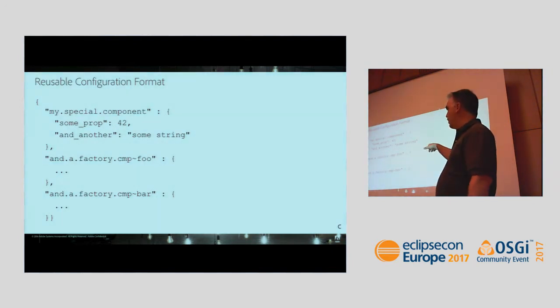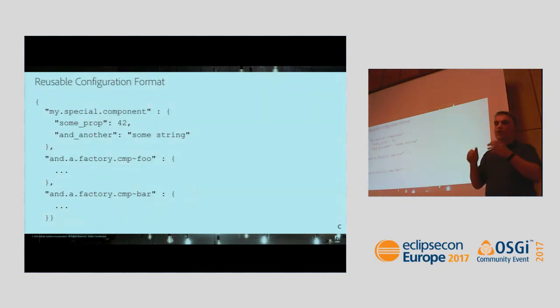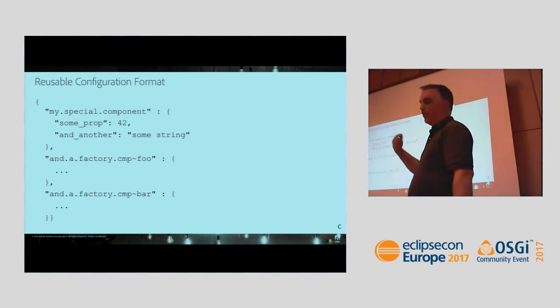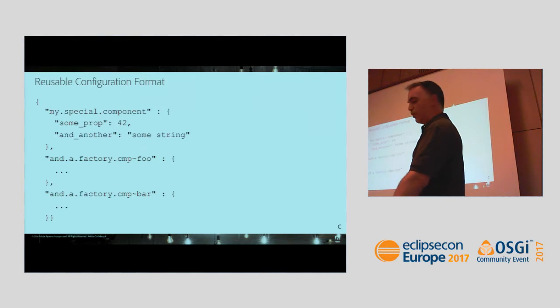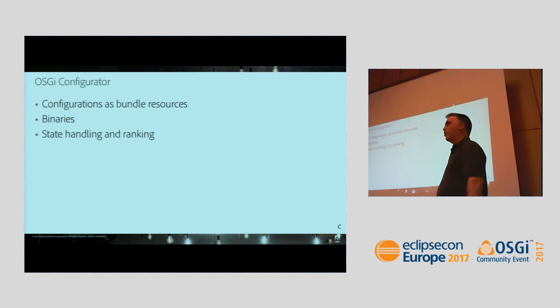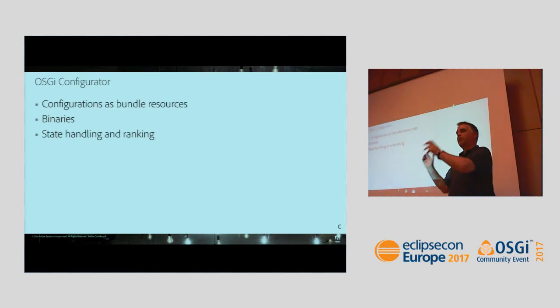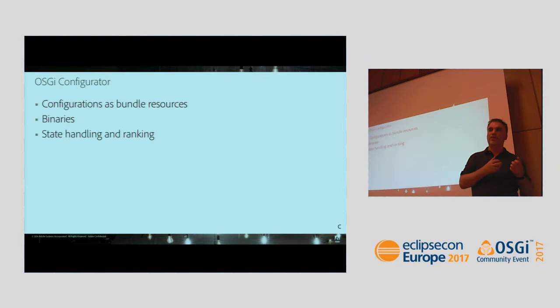And there's a new, nicer way of dealing with factory configurations, so you can give them a name and then use that name to reference factory configurations. That's a new feature of R7, because previously it was always a little bit difficult to deal with factory configurations. So we have this nice format, and we have a new specification, the configurator, which allows you to stick these JSON files into a bundle, deploy your bundle, and then the configurator will pick up the JSON files and apply the configurations into configuration admin.